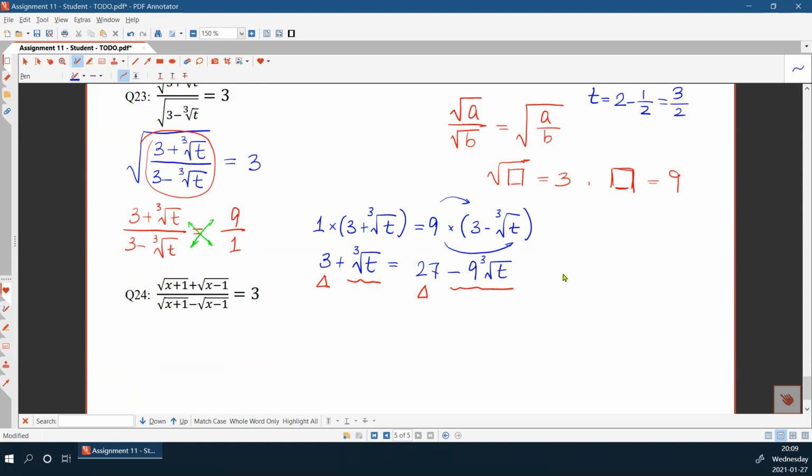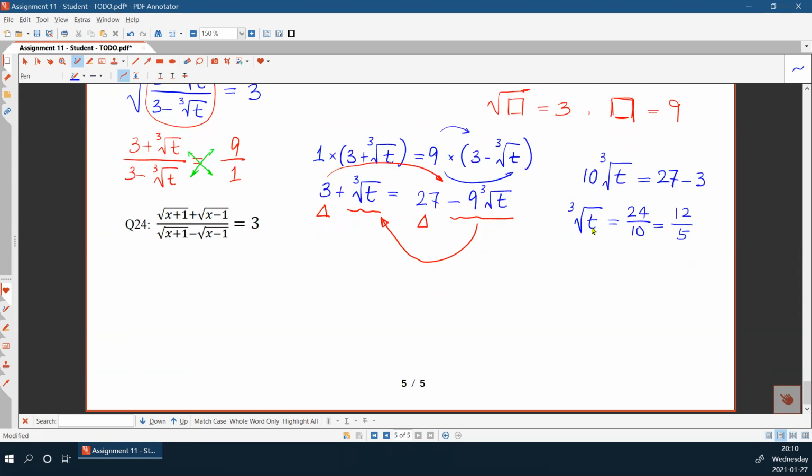Okay, usually we don't like minus coefficients. So let's put minus nine on the left-hand side of the equation and put the three on the right-hand side of the equation. This gives you 10 times cube root of t equals 27 minus three, correct? Okay, so this means cube root t is 24 over 10. 24 over 10 is actually 12 over five, right?